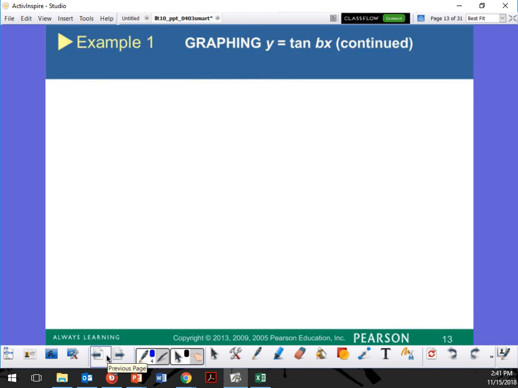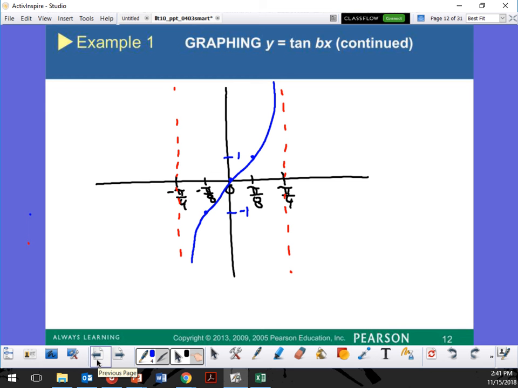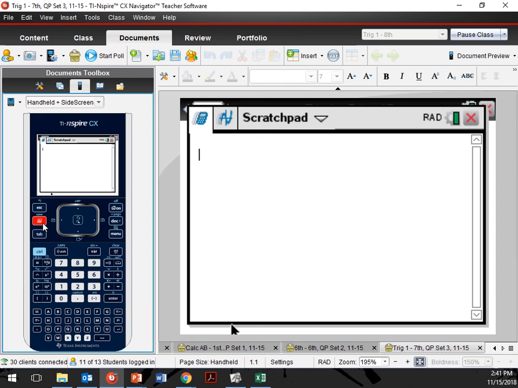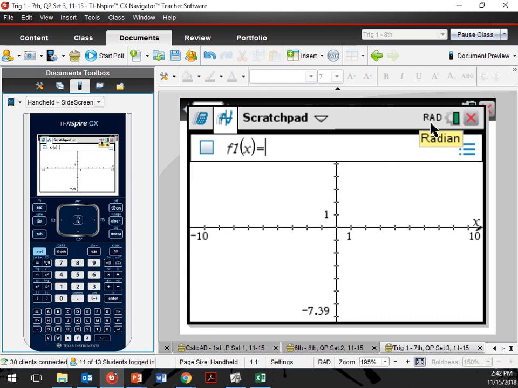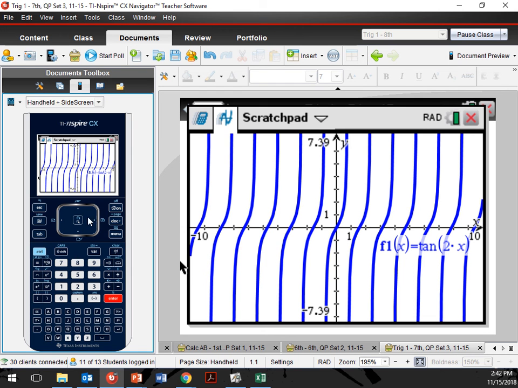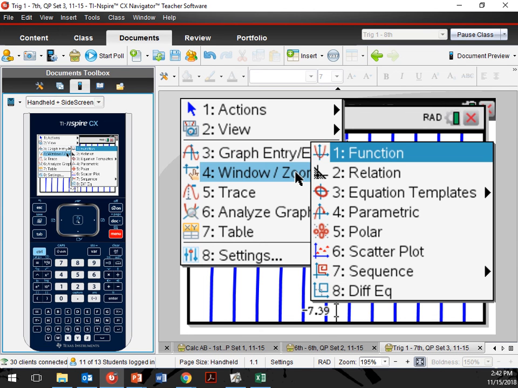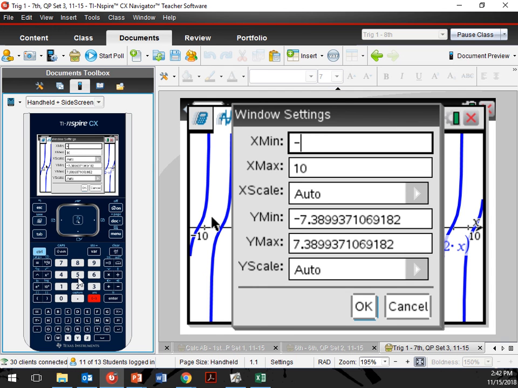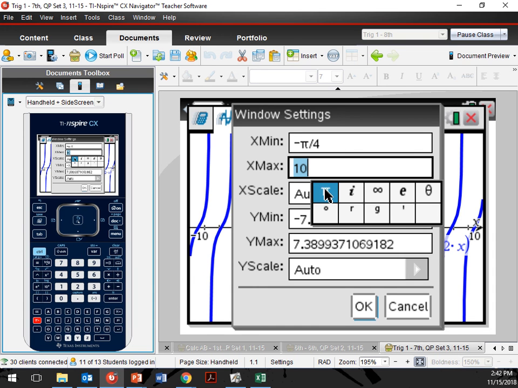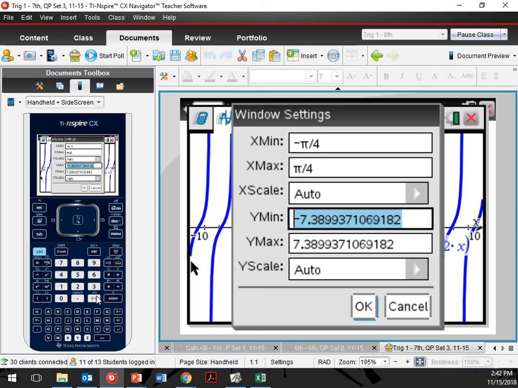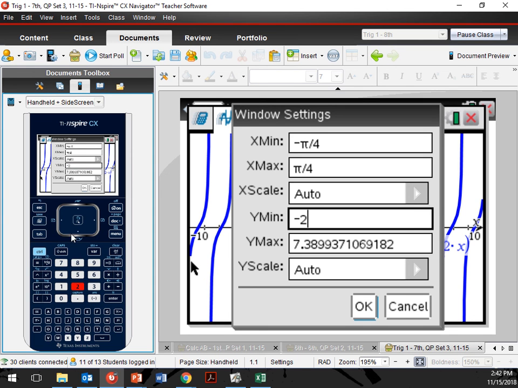Okay? Not really. Let me see. I will prove myself correct. My function was what? It's in radians. Tangent 2x. Enter. What's the piece that I want to look at? From where to where? Where's the start? Negative pi over 4. So I'm going to change the window, negative pi over 4 to positive pi over 4. How high is it going, or how low? Let's go negative 2 to get a little bit off of it, and up to positive 2.